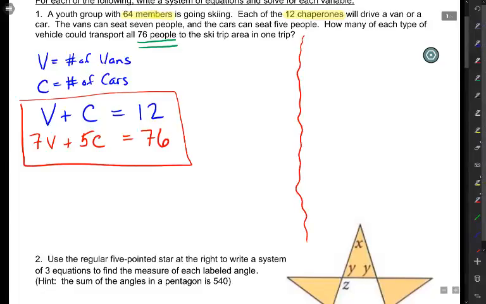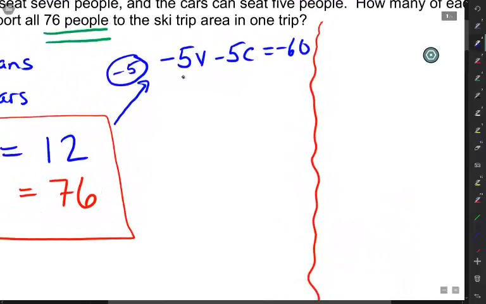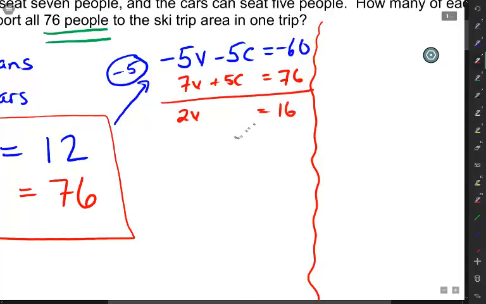With elimination, I'm going to multiply this first equation by -5. What do you think is my goal here? Yeah, we're going to drop out the C's. And 12 times -5 is -60. The second equation stays the same: 7V plus 5C equals 76. So 2V equals 16. I get vans equals 8. Do you agree?